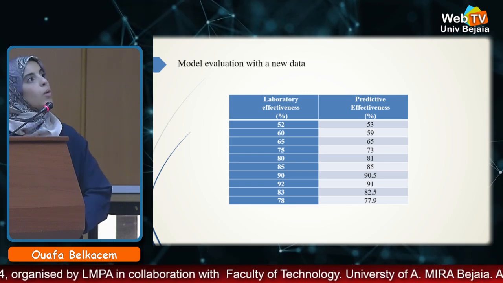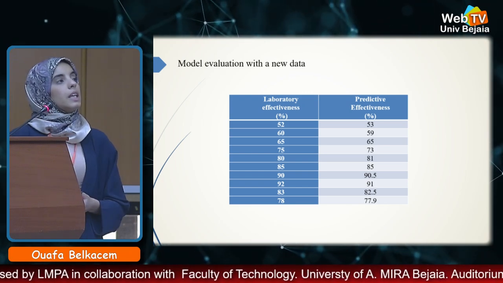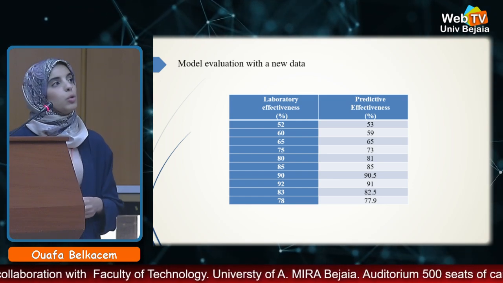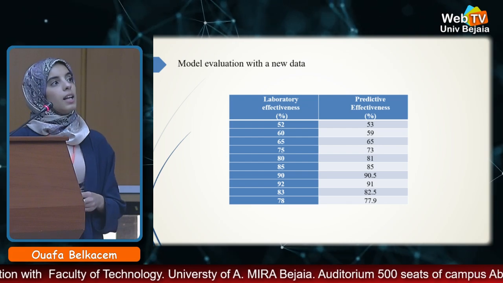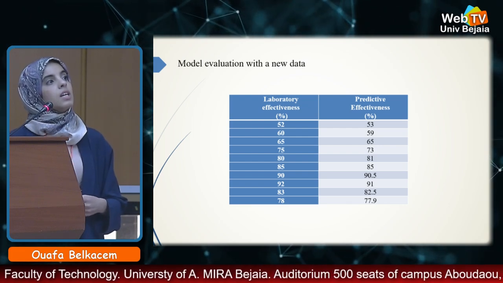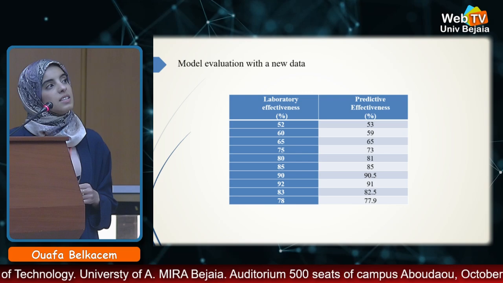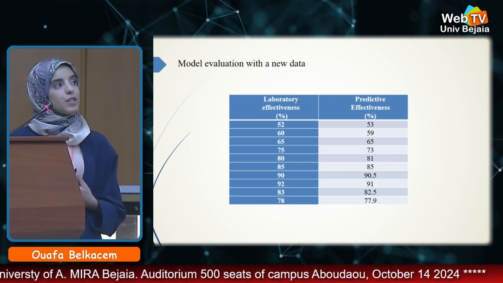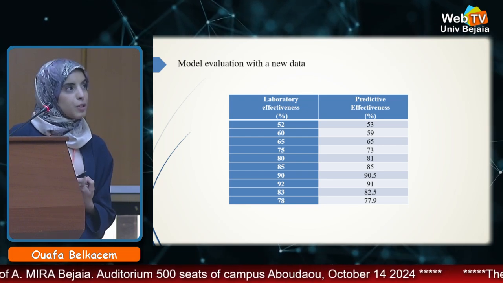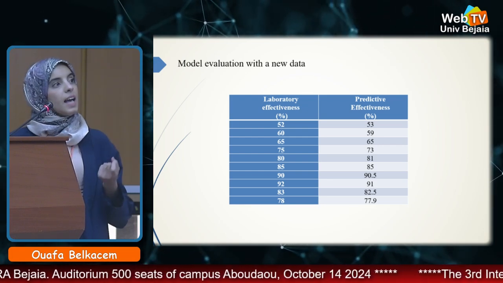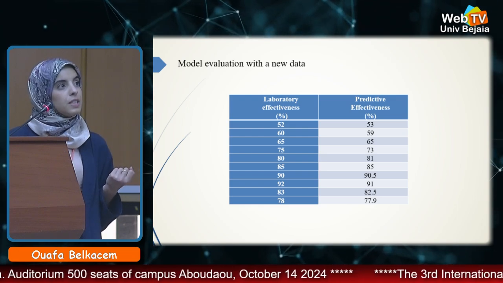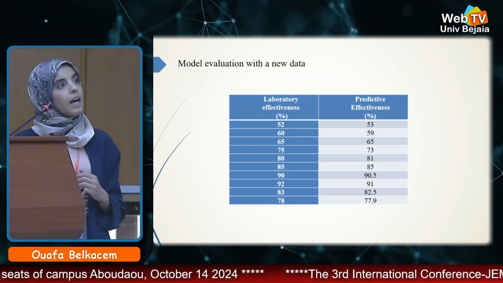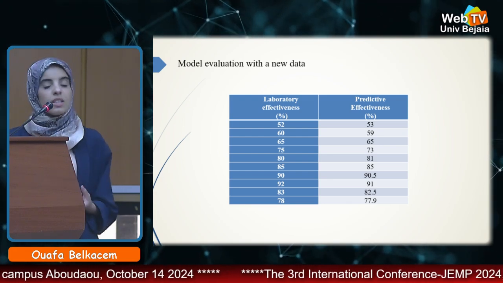For further evaluating our model, we took our laboratory data, used a new Python code, and we have the predictive data, and it is satisfactory. For example, we take the first one. You have 52% in the laboratory experiment, and 53% predicted by our model, and it is satisfactory for this small data.